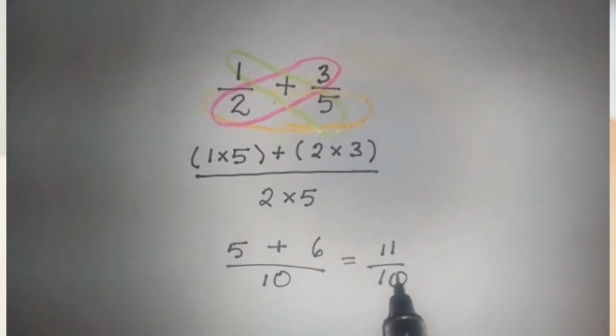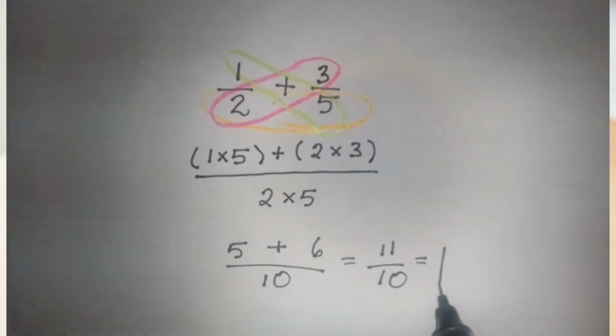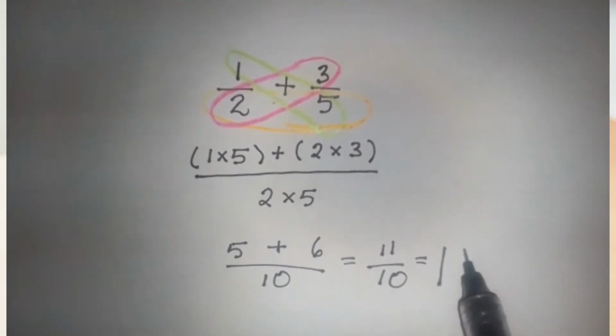11 over 10. Now, when I look at this, I can see that it's an improper fraction because the numerator is much bigger than the denominator. So I can rewrite it as a mixed number by saying how many times can 10 go into 11? It can go into 11 one time, remainder 1 out of 10.